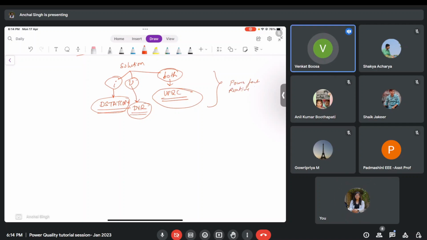Madam, what is the major difference between filters and power filters, madam? There is only rating, madam. What is the difference between filter and power filters? Yes, we have discussed this before, right?